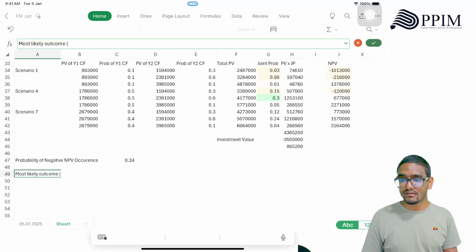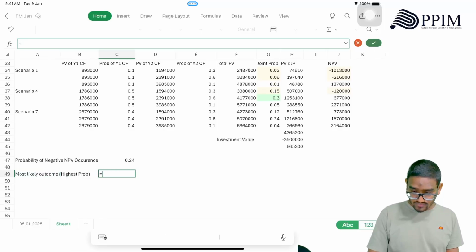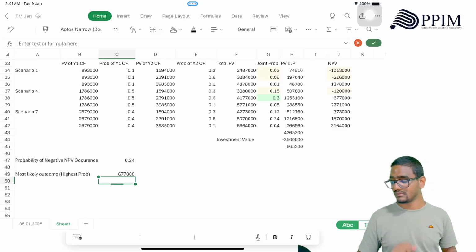Okay, most likely outcome. Yeah, that's what I said. Very easy when you do it in this way. It is basically your highest probability, which will give you an NPV of 677.